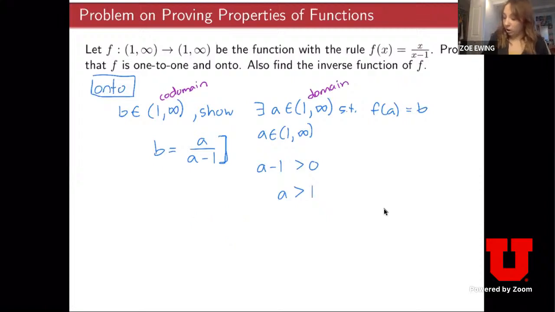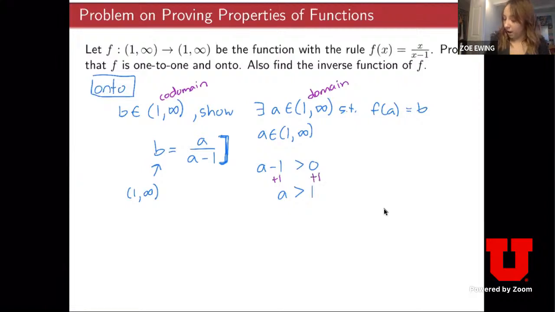So b, we're already given that it is from 1 to infinity. Yes? So if this term is equal to b, then we know that it is at least 1. So in order for it to be at least 1, then we have to have that a minus 1 is greater than 0, and we have to have that a is greater than 1, which is just a derivative of, we just added 1 to both sides here.